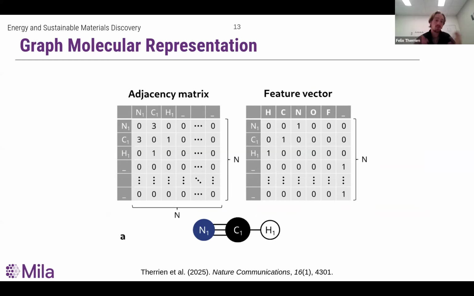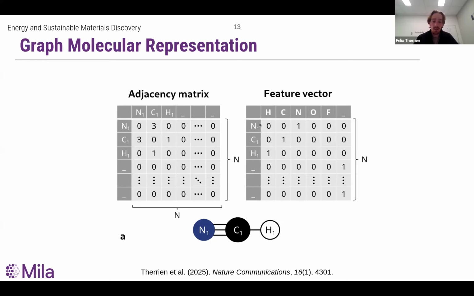For molecules, what we can use instead of an image is a graph representation. So a graph representation, this is a very simple molecule. This is a graph. So it shows how each of the atoms in the molecule are bonded together with a type of bond that forms a graph. You can represent that as an adjacency matrix, which shows the bond or the link between each of the atoms in the molecule. This is N and C are bonded with type 3.